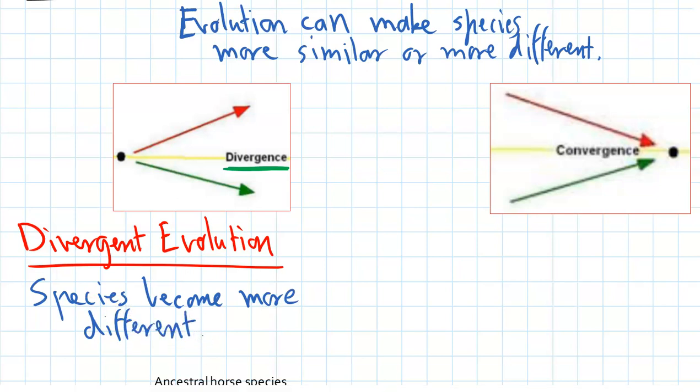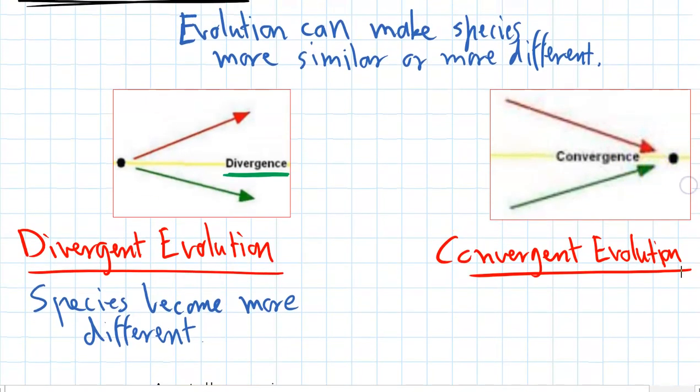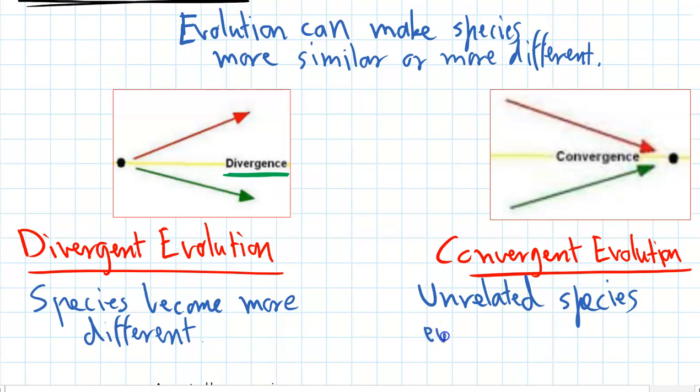And that means convergent evolution is the opposite. So to converge, if you think about the word, converge means to come together or to meet at a similar place. So in convergent evolution, species that don't start off being related, they evolve to look much more similar and function in a similar way. But it doesn't mean that they're actually closely related. So unrelated species evolve to become more similar.